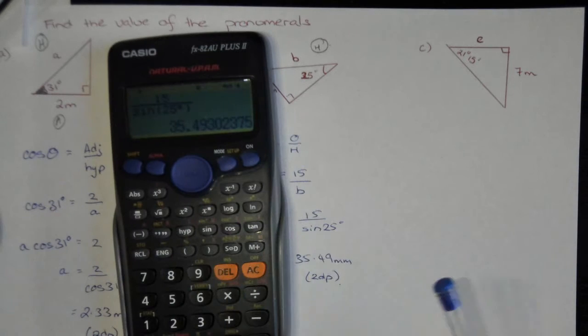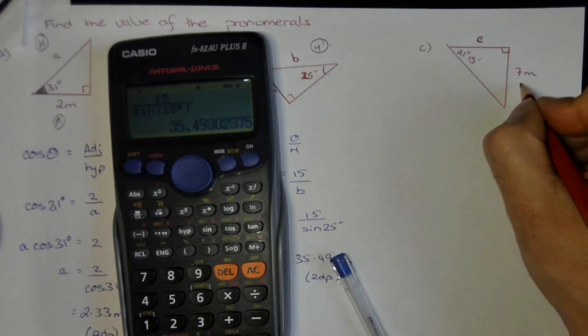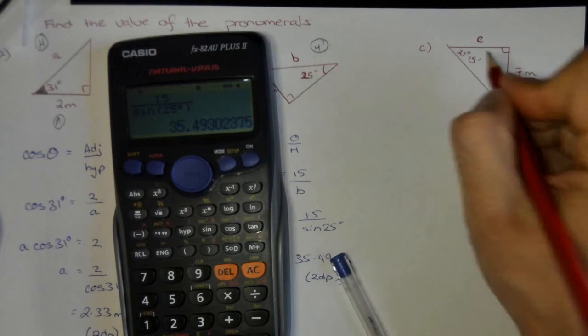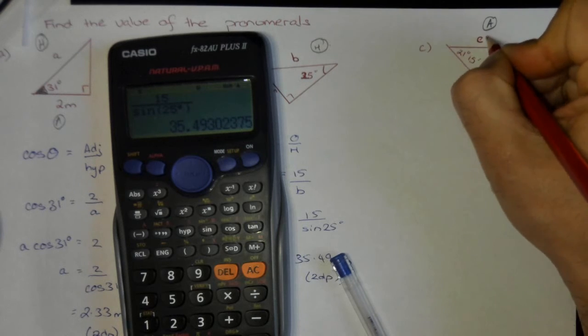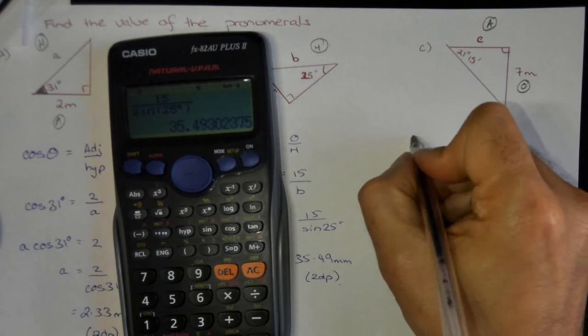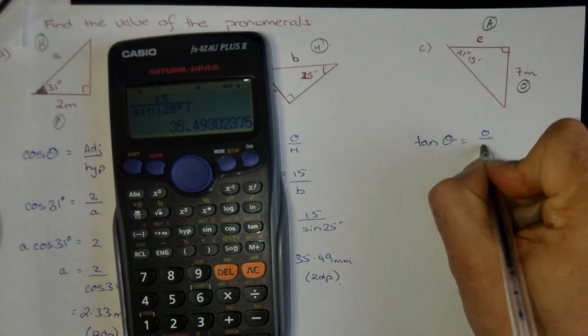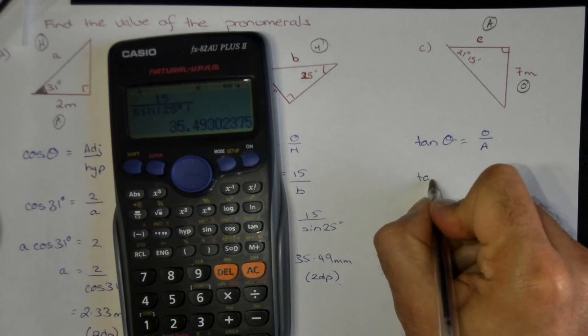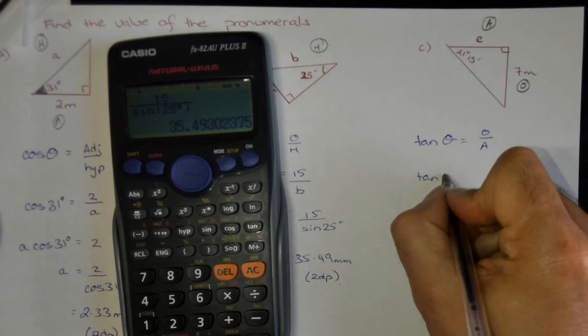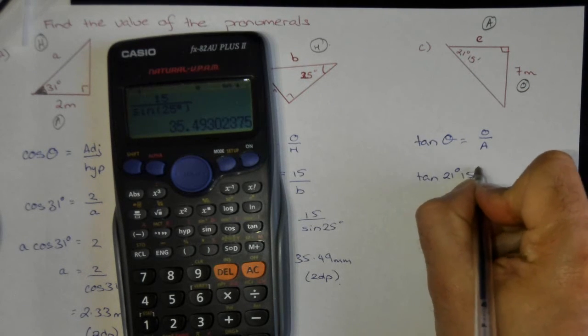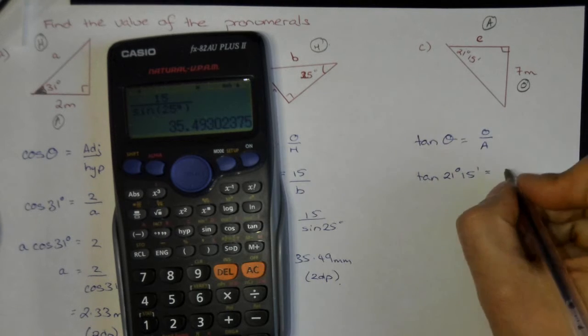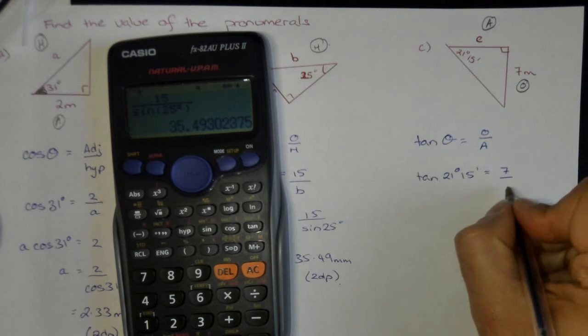Okay, last example. So I have the opposite to the angle I'm given and the adjacent side to the angle I'm given. So that's tan. So tan theta is O over A. The degree is 21 degrees and 15 minutes. My opposite is 7, and my adjacent is letter C.